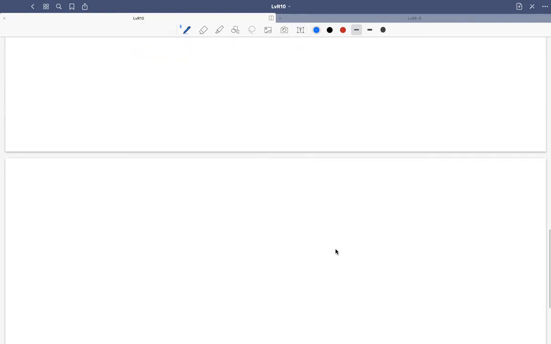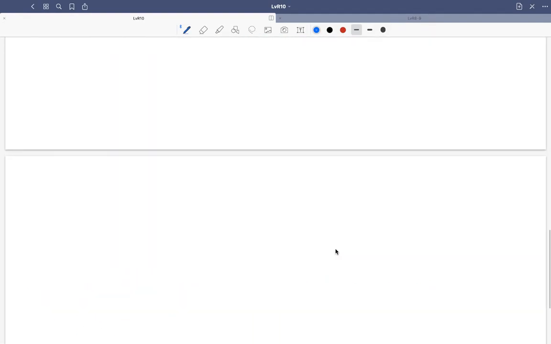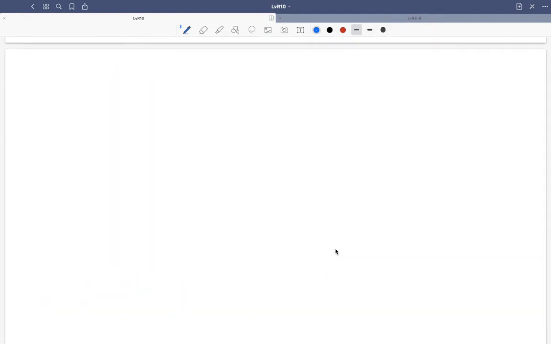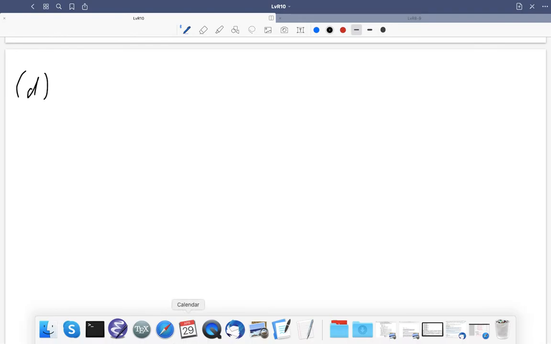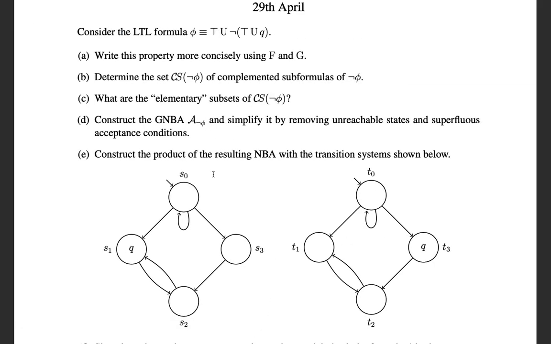That was part C, so now we're on part D. Let's go to the exercise. Now we want to construct the generalized non-deterministic Büchi automaton for the formula not phi, and then simplify it. But before we simplify it, let's construct the thing itself.